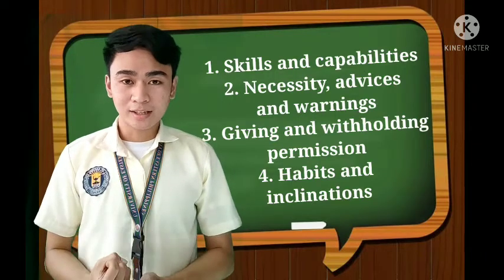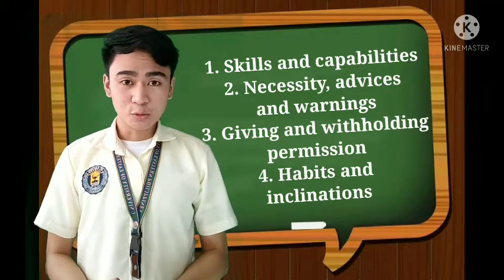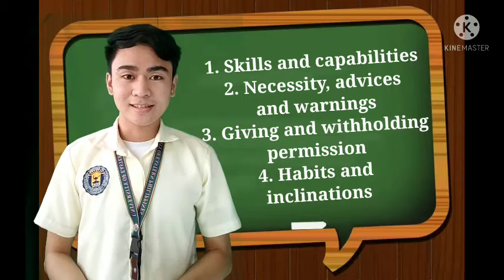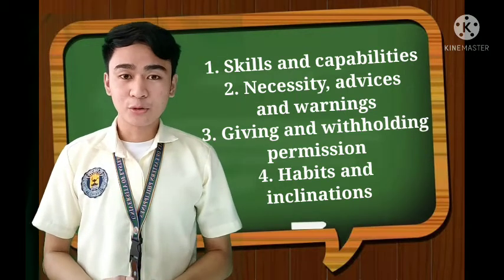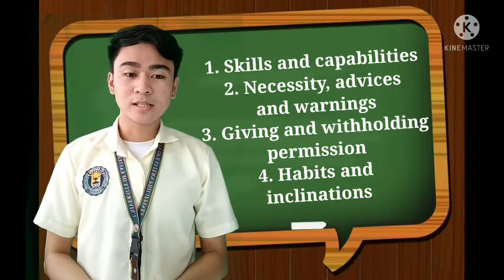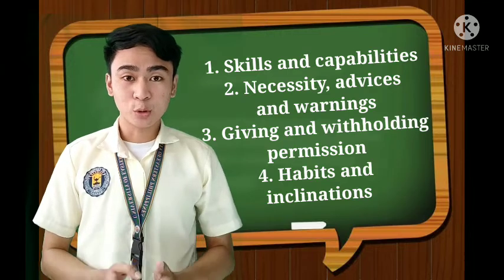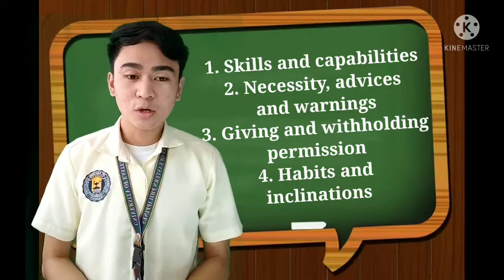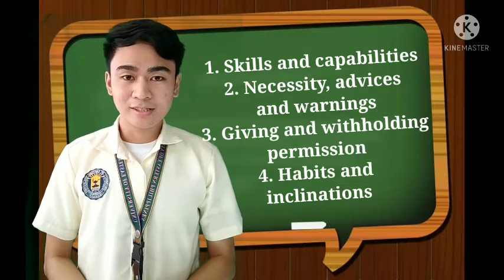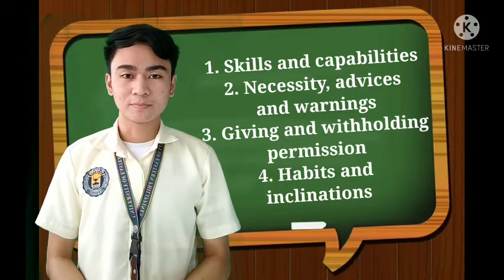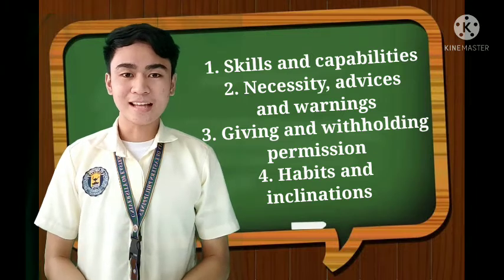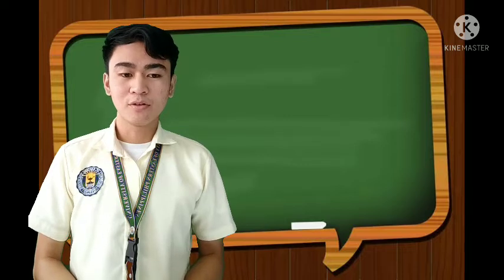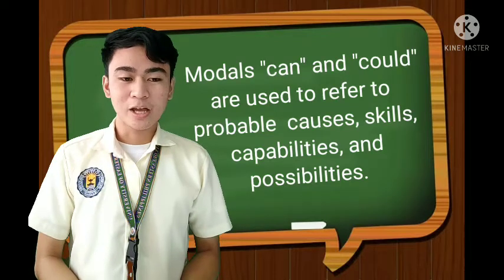Number one, skills and capabilities. Number two, modals which express necessity, give advice, and give warnings. Number three, modals which express permission, giving and withholding permission. And number four are modals which give inclinations and habits of a person. Those are the four main categories of modal verbs. Let's proceed to the first category of modal verbs, which indicates skills and capabilities.